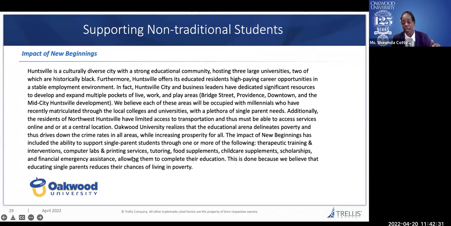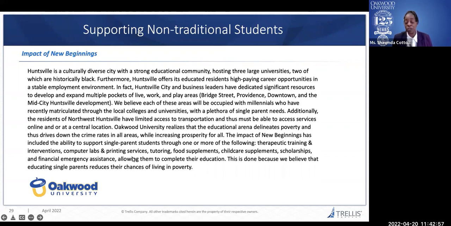So kind of just a little bit about Huntsville. Huntsville is a very diverse area. It is a college town. It is a smorgasbord of not just HBCUs, but other colleges and universities. I think if we counted them, just colleges and universities in Madison County alone, Alabama, was 12.